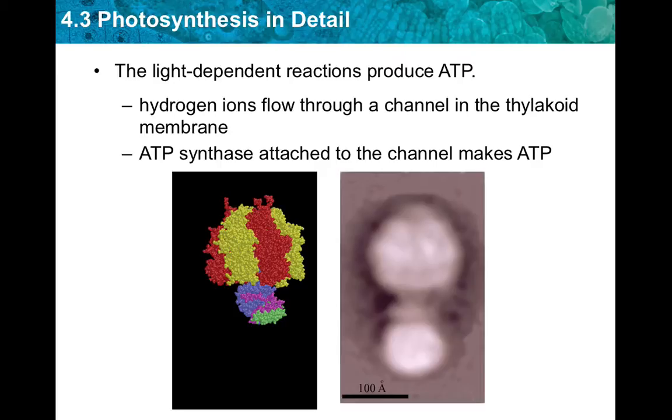Then ATP is made. ADP is changed into ATP when hydrogen ions flow through ATP synthase. ATP synthase is an enzyme that catalyzes the reaction that adds a high energy phosphate group to ADP to form ATP.